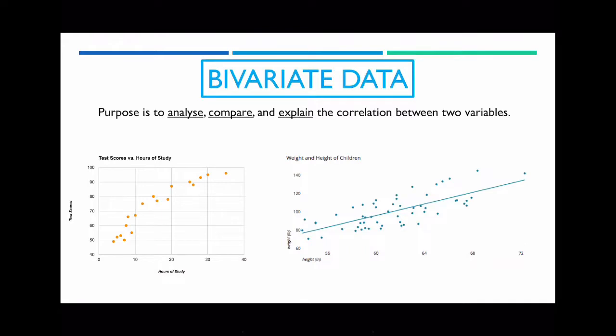Alright, now once you've finished answering those questions, we can move on to what bivariate data is. Bivariate data is looking at data sets that contain two variables. The purpose of this is so we can analyze, compare, and explain the correlations for how these two variables are related to one another.